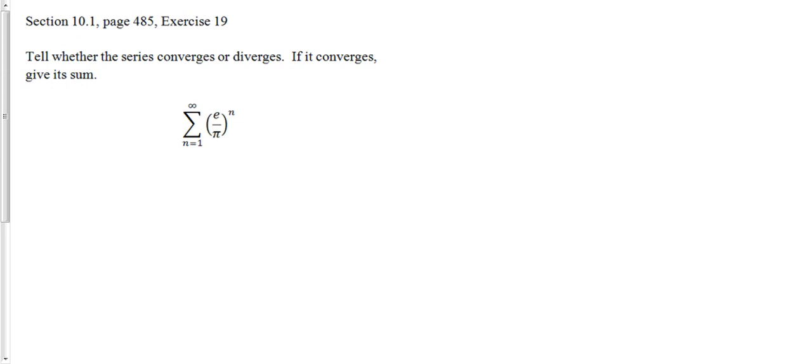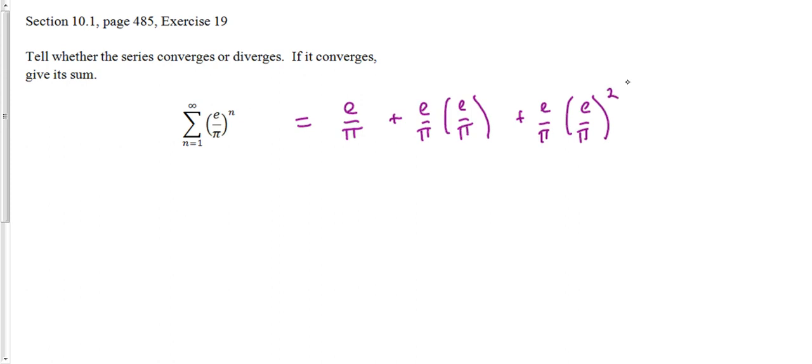Now this is where we need to be a little creative, because this is actually a geometric series. To see that, let's write out a few of the terms here. The first term is going to be e over pi, and the second term is going to be e over pi times e over pi. The next term is going to be e over pi times (e over pi) squared.